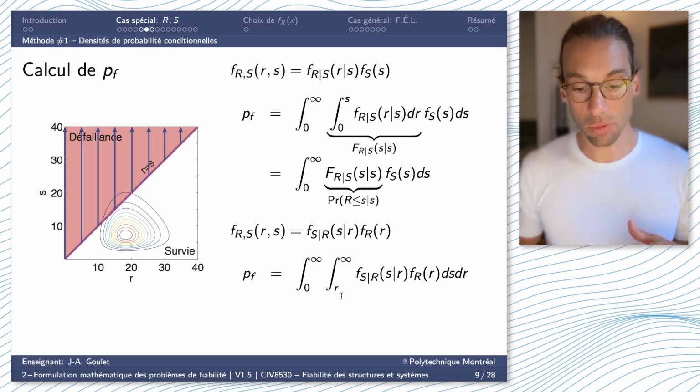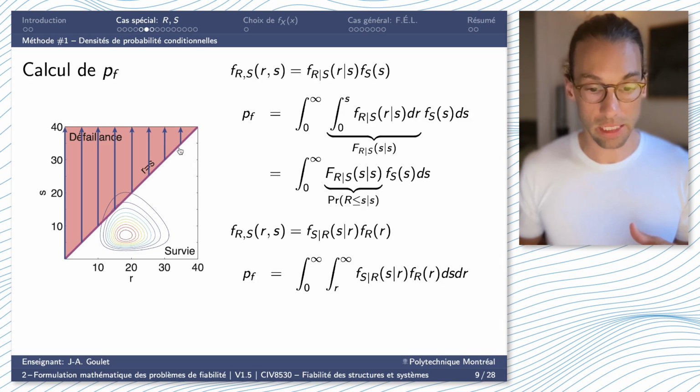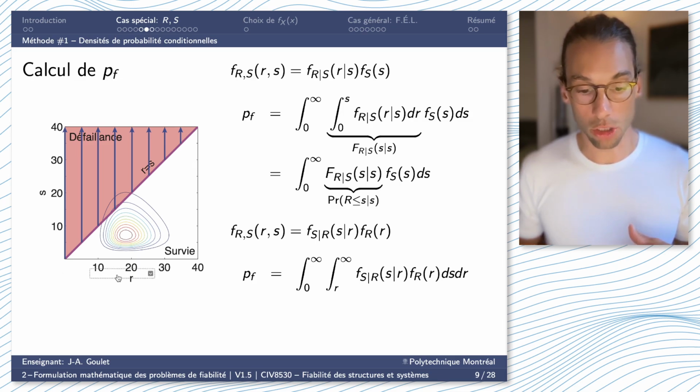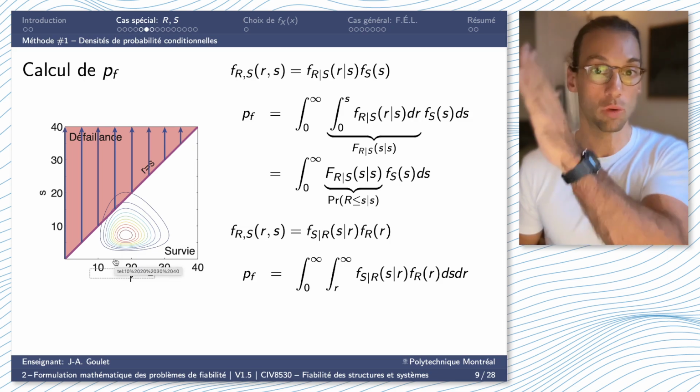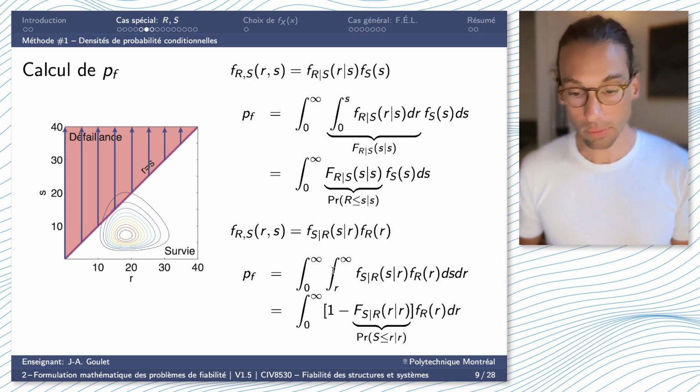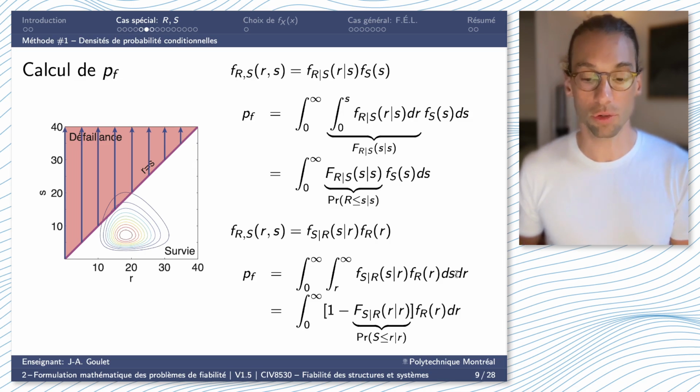I'm going to first integrate from R up to infinity, so from the resistance, because this is the boundary of my domain, and I'm going to make vertical slices like this, and integrate with respect to all the resistance slices. So what is the height of all of these? Now I can do the same thing. I can push, because the resistance is independent of solicitation, I can bring this out of the first integral.